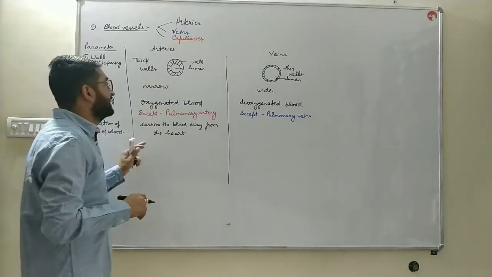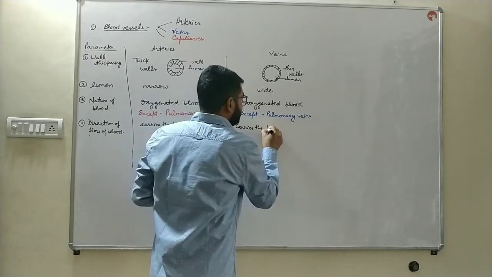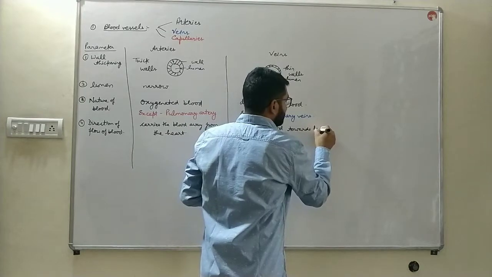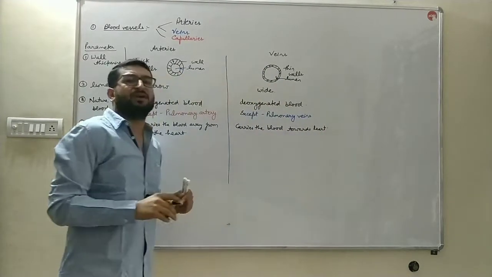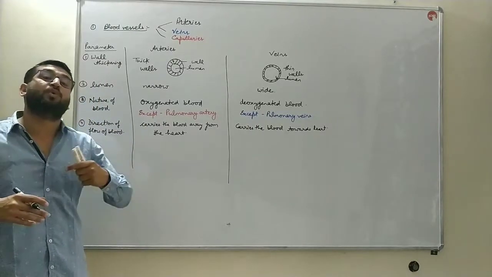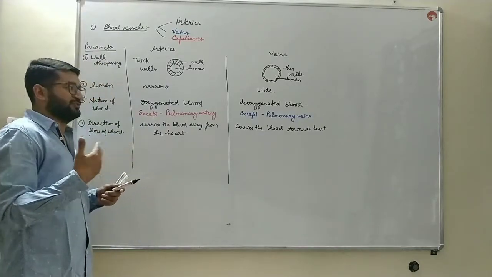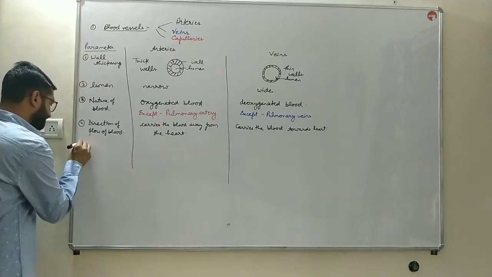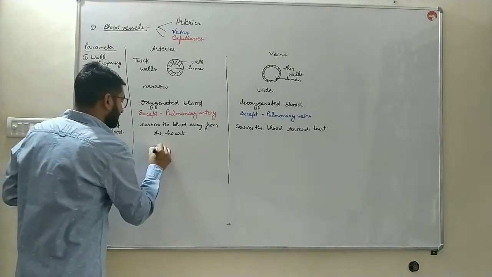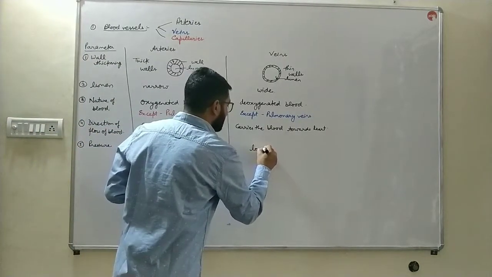Whereas veins carry the blood towards the heart. The veins carry the deoxygenated blood from the body parts, from the body cells towards the heart, so that the heart can send it to the lungs for the exchange. Next, pressure. The pressure of the blood in arteries is high and in veins is low.